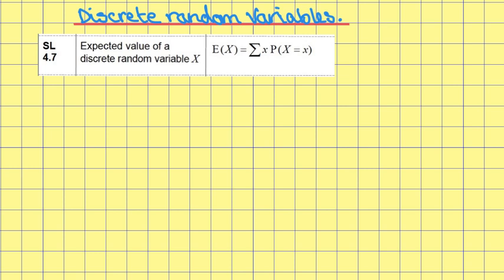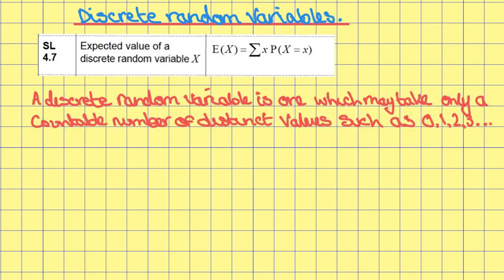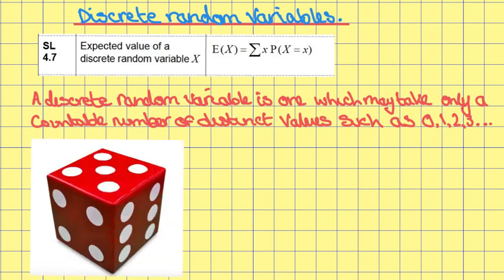But what do we mean by a discrete random variable? A discrete random variable is one which may take only a countable number of distinct values, such as 0, 1, 2, 3, etc. If you rolled this dice, the discrete random variables would be 1, 2, 3, 4, 5, and 6. You could draw a table to represent the possible outcomes.